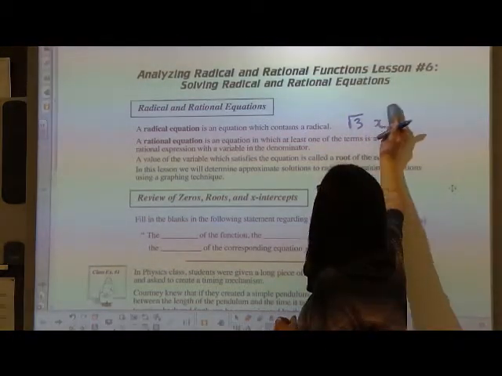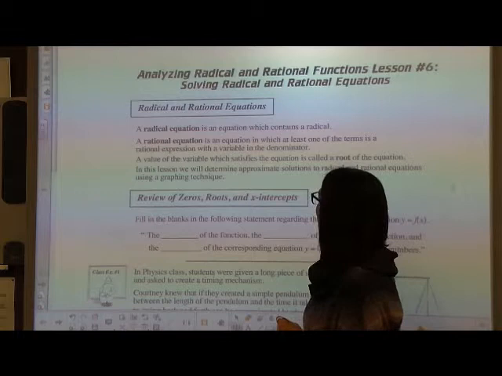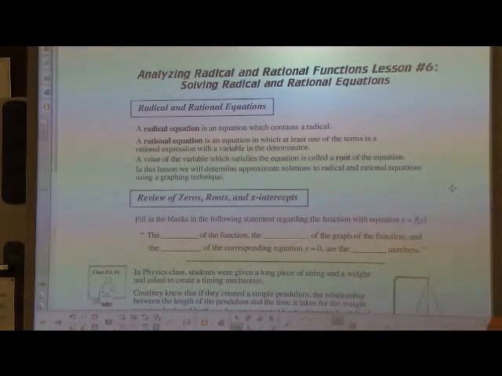Okay? A rational equation is an equation in which at least one of the terms is a rational expression that has to have a variable in the denominator. Again, if it doesn't have a variable in the denominator, it's not a rational expression. Reminder, the value of the variable that satisfies the equation is called the root of the equation. So in this lesson, we're going to look at approximate solutions using graphing techniques.